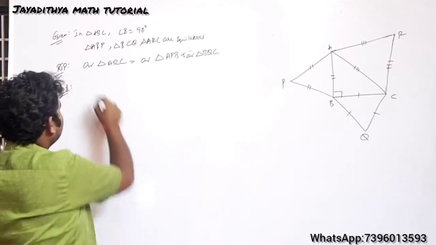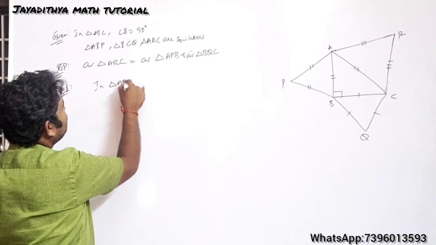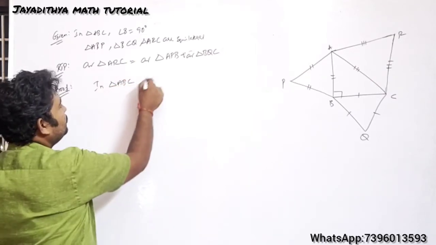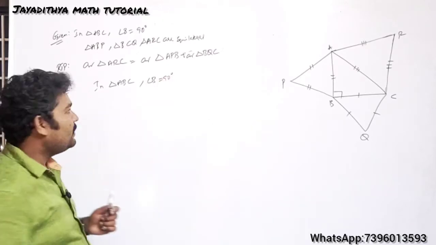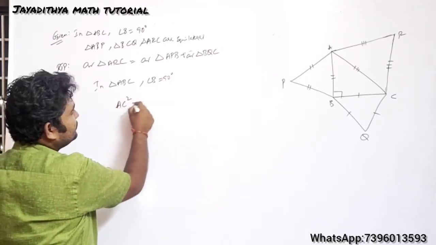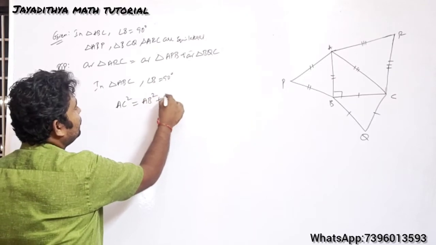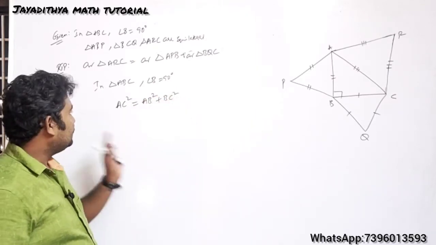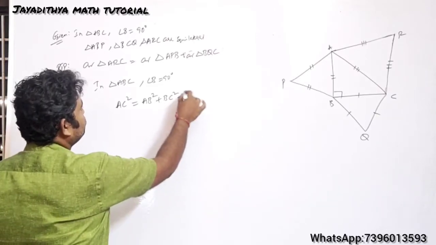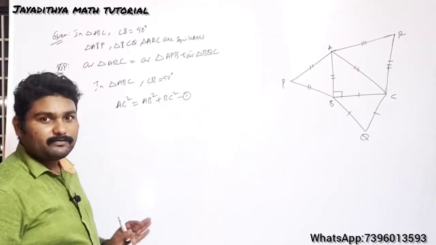So in triangle ABC, angle B is equals to 90 degrees. Therefore, AC will be the hypotenuse. So you can write here AC square is equals to how much? That will be AB square plus BC square, right? Clear now? So let us take this as equation 1.